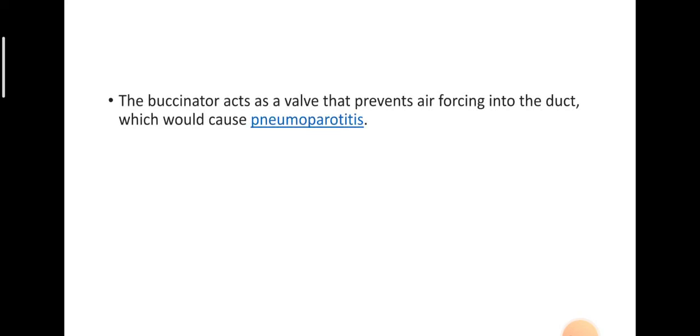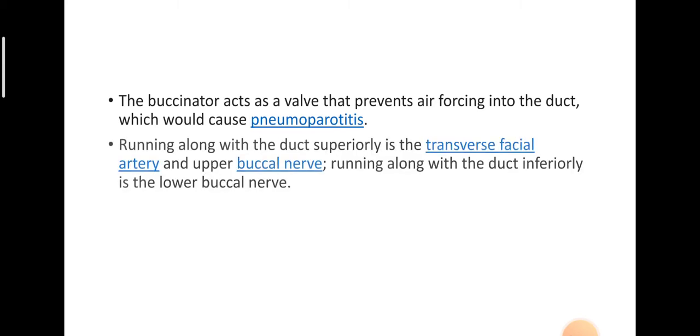The buccinator acts as a valve that prevents air from being forced into the duct, which would cause pneumoparotitis. When we blow air, the buccinator closes off the duct, preventing air from entering it, which would otherwise have caused pneumoparotitis.